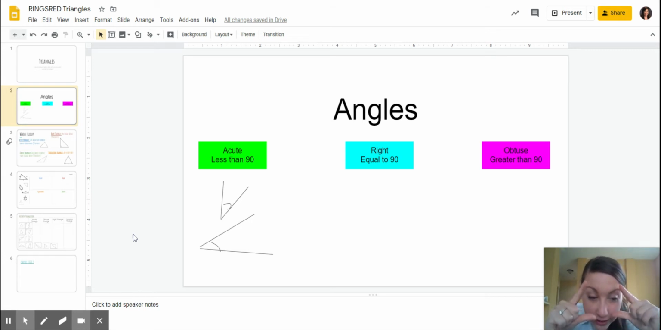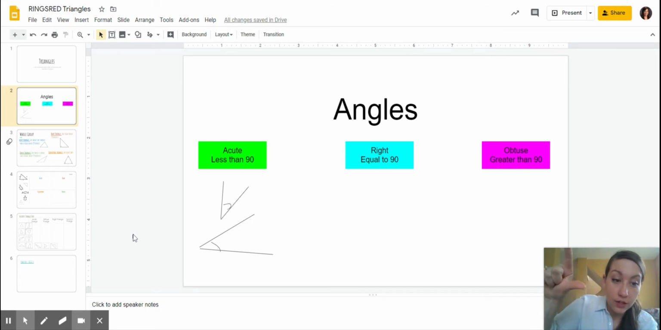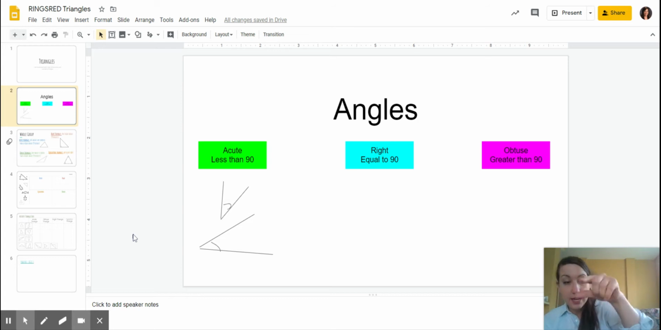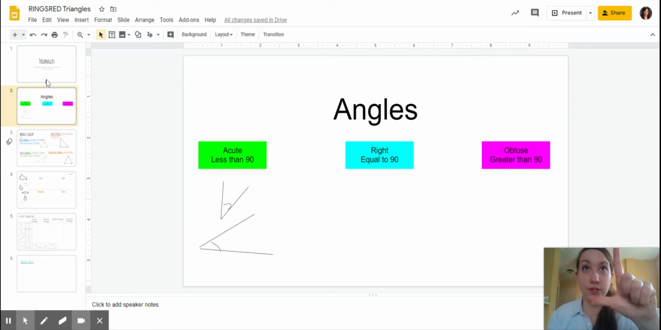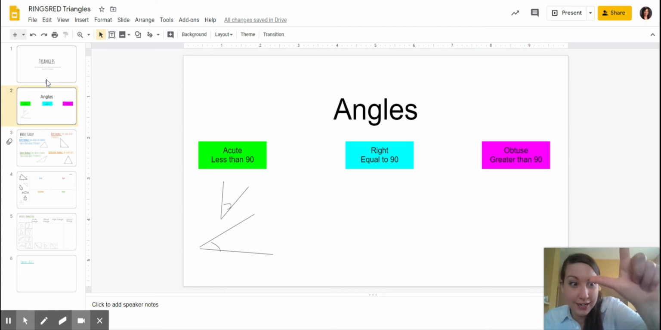An acute angle is small. I hope you're making it on your hand, fourth grade. It's little, right? It's that inside measure. A right angle is equal to exactly 90 degrees. Give it a try. Mirror. A right angle is equal to exactly 90 degrees.